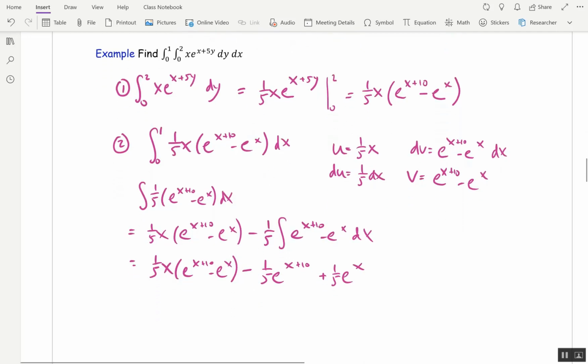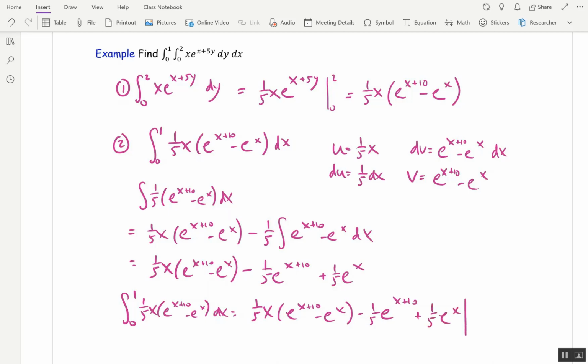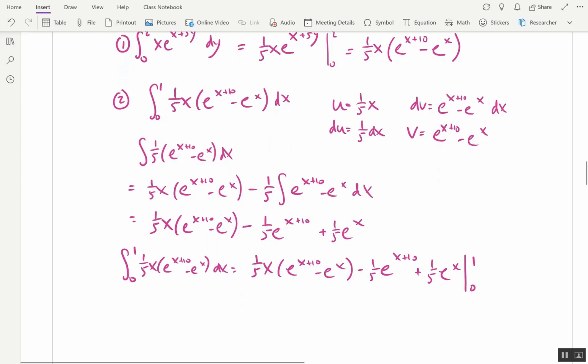All right, now to get the definite integral, 0 to 1, of 1/5 x e to the x plus 10 minus e to the x dx, I just take this whole answer here and plug it in between my two limits. So I'm going to take 1/5 x e to the x plus 10 minus e to the x minus 1/5 e to the x plus 10 plus 1/5 e to the x. It's a lot of writing, between 0 and 1. All right, so let's see what happens.